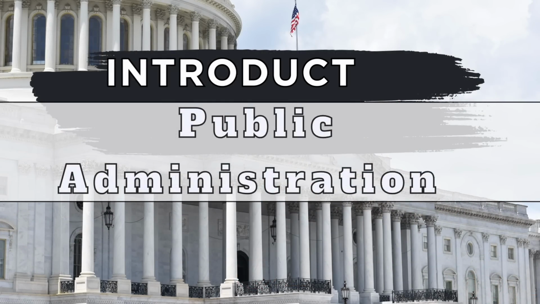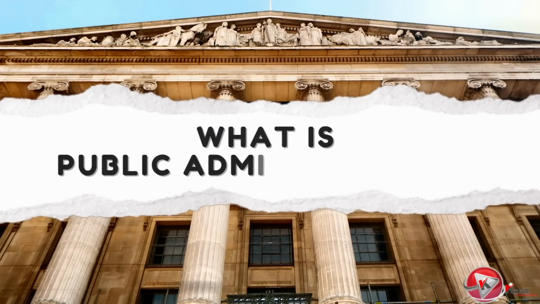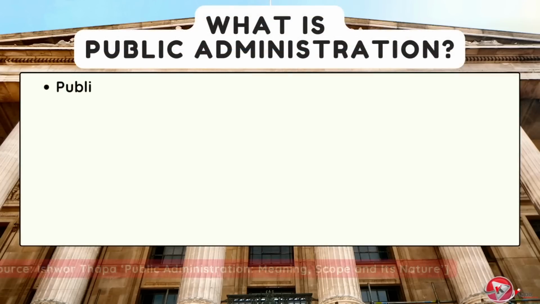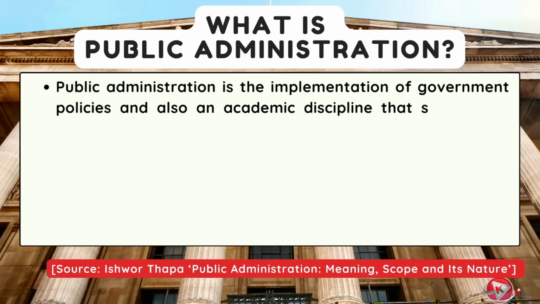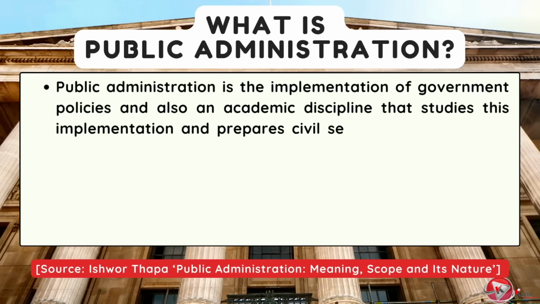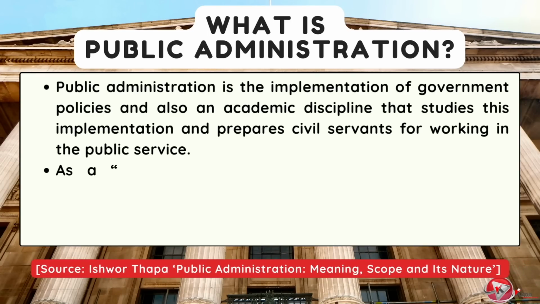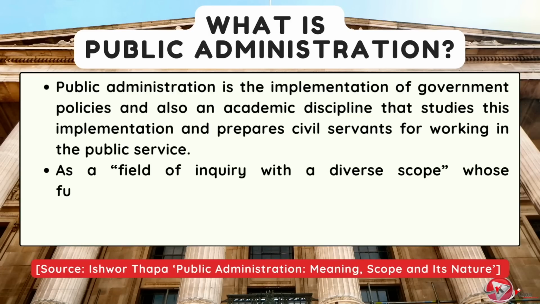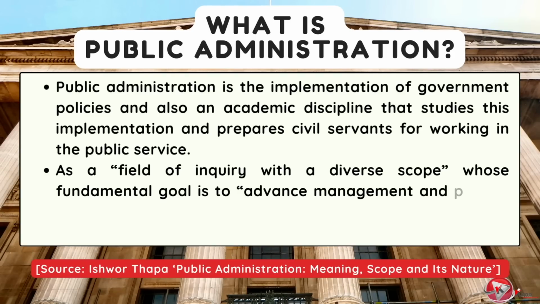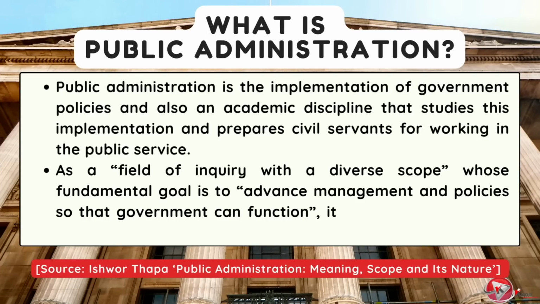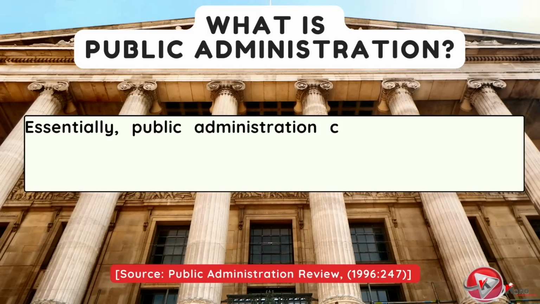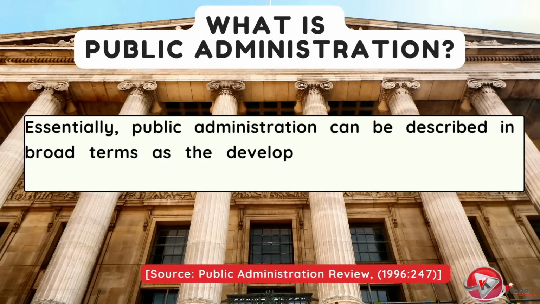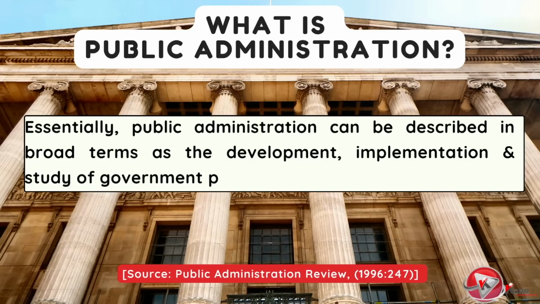Let's begin by answering the fundamental question. What is public administration? Public administration is the implementation of government policies and also an academic discipline that studies this implementation and prepares civil servants for working in the public service. As a field of inquiry, with a diverse scope, whose fundamental goal is to advance the management and the policies so that government can function, it plays a crucial role in making government work effectively and efficiently. Essentially, public administration can be described in broad terms as the development, implementation, and study of government policy.